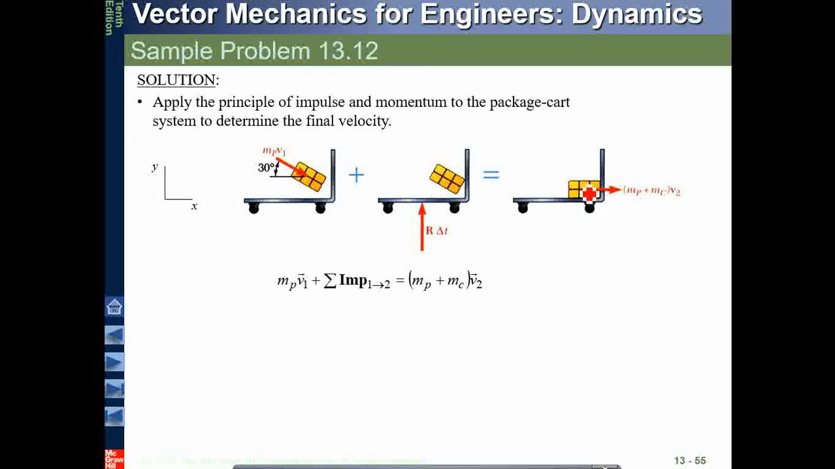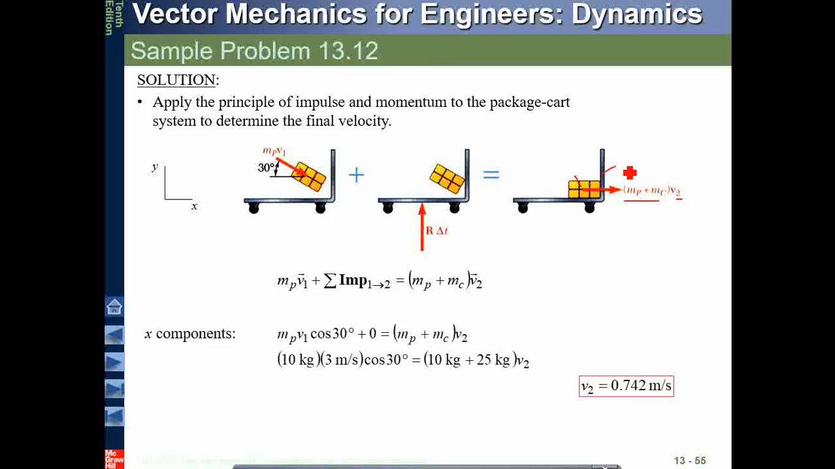Now this cart has this mass also and this mass also. So the overall sum of these two masses times the new velocity v2, which we need to find out. If you put the values in, component-wise, we will be calling these the x component and y component equations. The x component is mp v1 cos 30 degrees plus no impulse force equals this equation. Through this you can find v2. V2 is obtained.